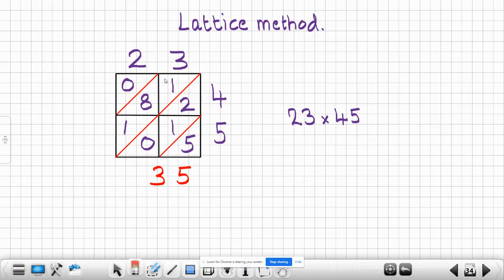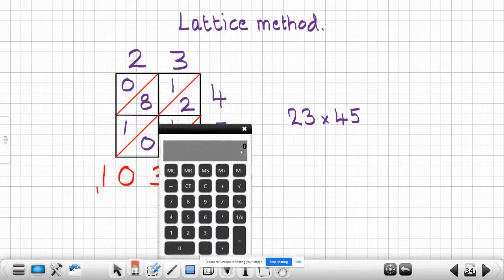Now let's move to the next diagonal, and if we look in here we've got a 1, an 8 and a 1. So that's 8 plus 1 is 9 plus another 1 is 10. So we can put 0 and we'd carry the 1 over. But in our last diagonal, if we look above that diagonal, we've got a 0. So we've got nothing to add to that 1, so we can just put a 1 there. And that is our answer.